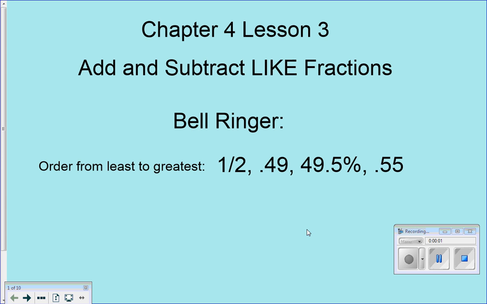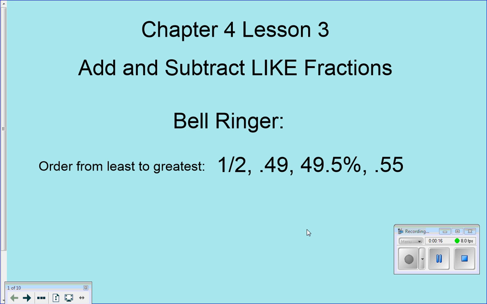So today is chapter 4, lesson 3, add and subtract like fractions. I feel like this is going to be pretty simple for you because we aren't really going to have to do any changing of denominators today. Yay. Okay, so we're going to ease into fractions a little bit, and this is how we're going to do it. We're going to start simple.